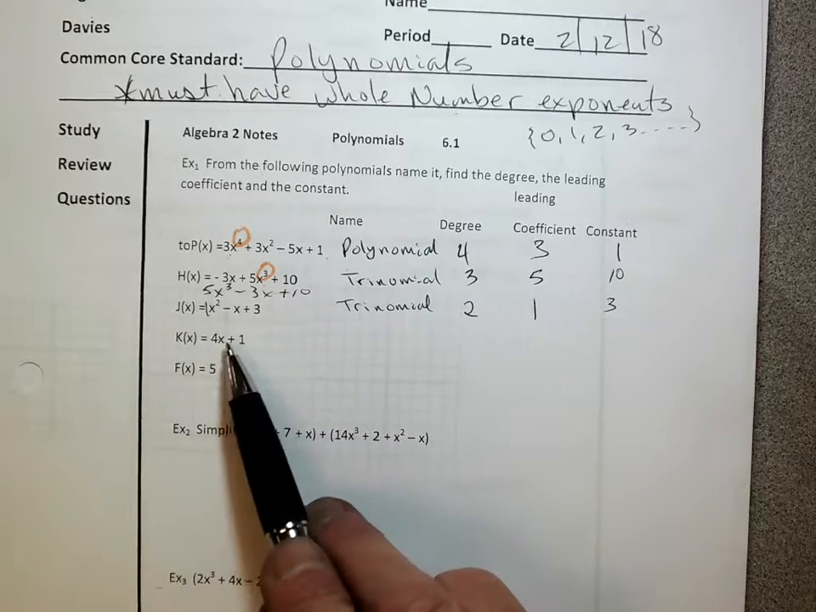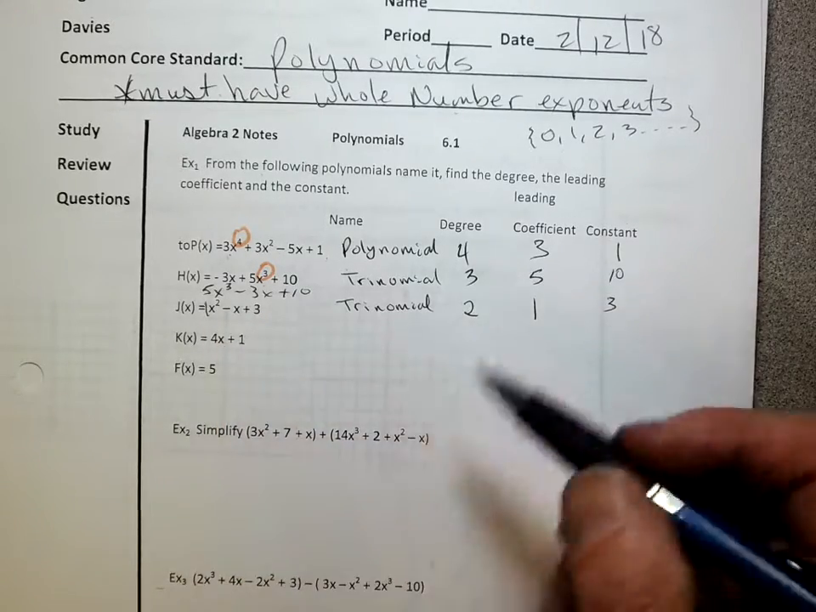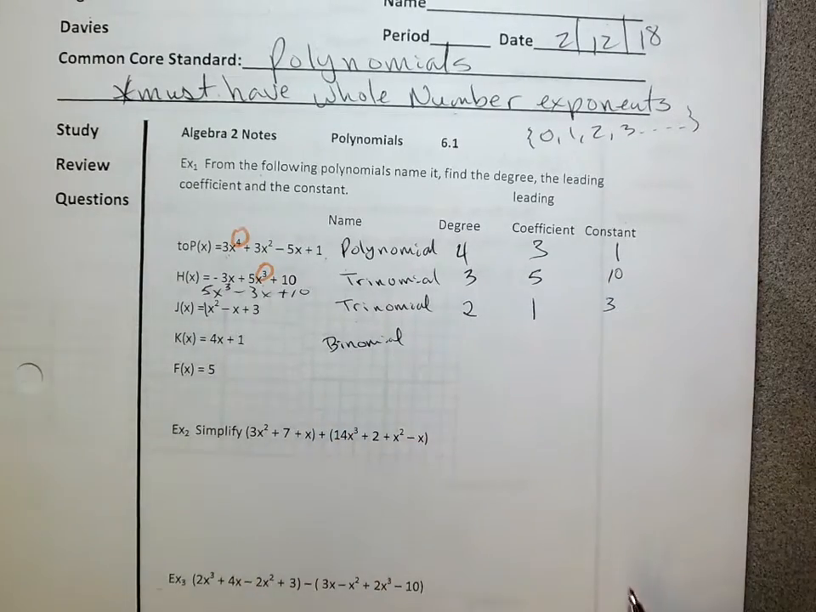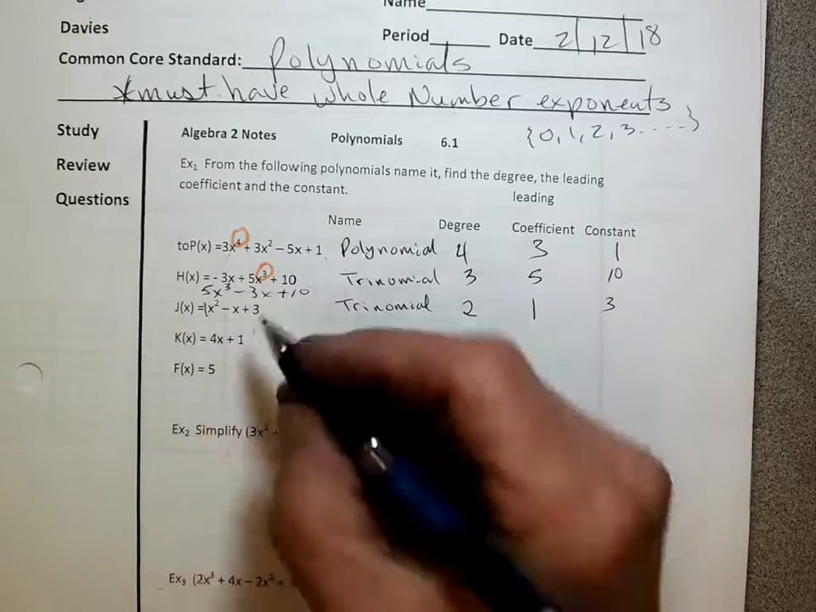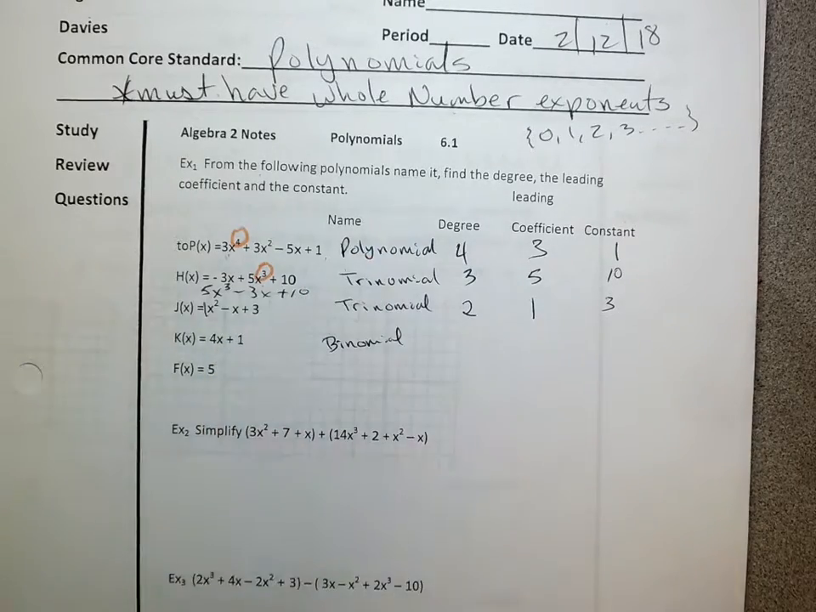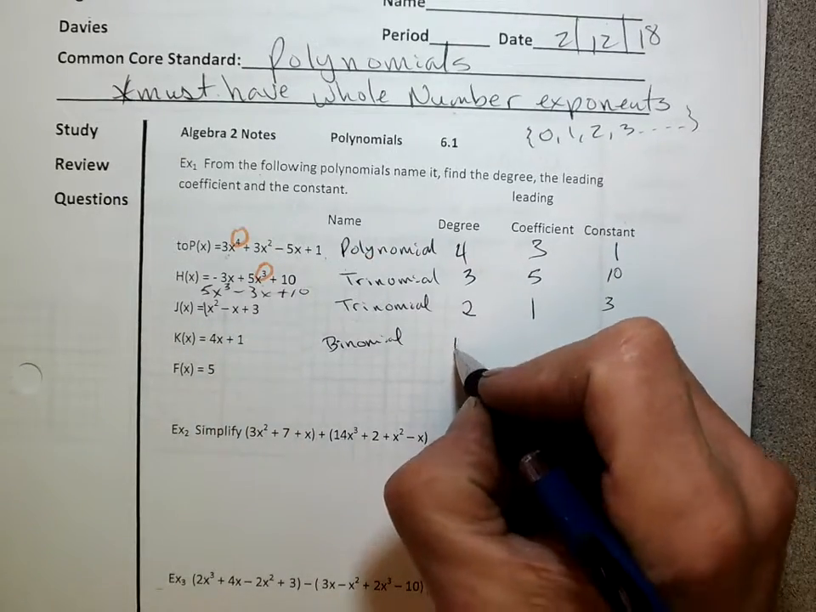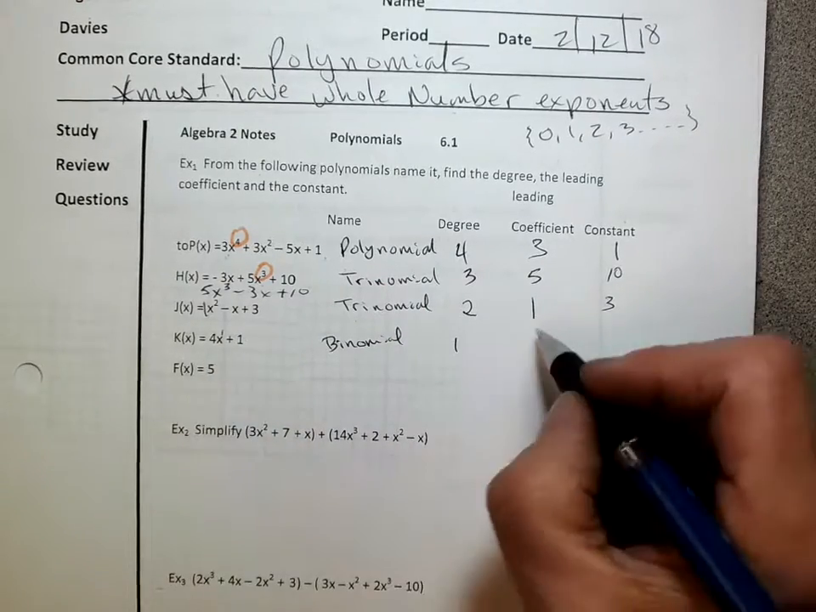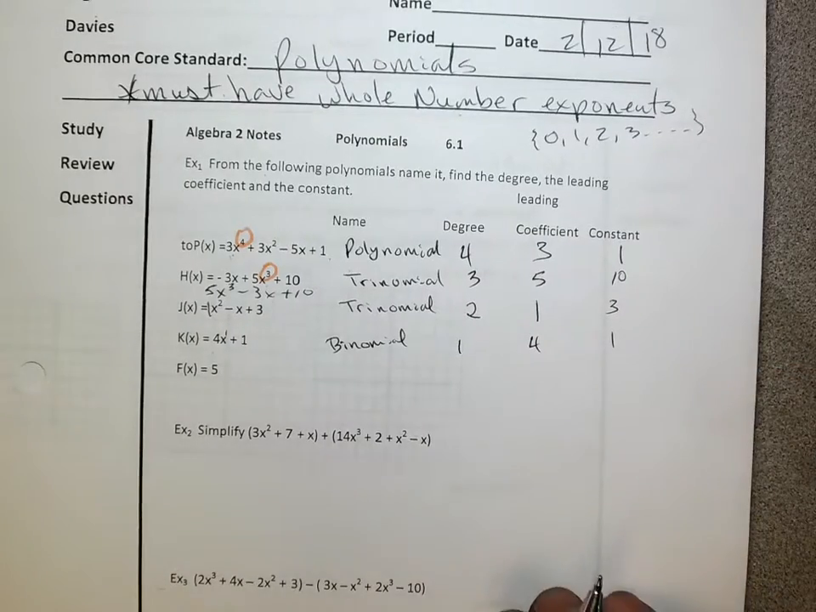Now look at this one. It's got 1, 2 terms, right? So this is a binomial. The degree is 1 because of this 4x. This x has a power of 1, because it has a little 1 right here that we just never write. Leading coefficient is 4, and the constant's 1, right?